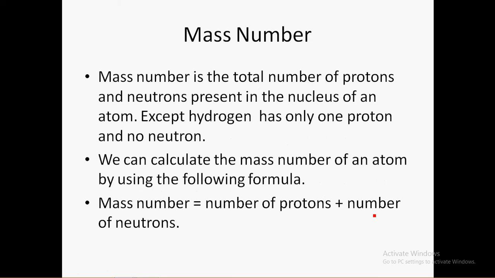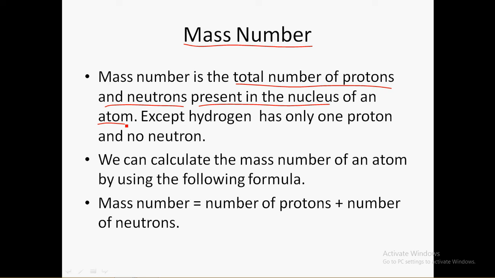The second topic is mass number. So mass number is the total number of protons and neutrons present in the nucleus of an atom or an element. Mass number is the sum of the number of protons and the number of neutrons in the nucleus of an atom.